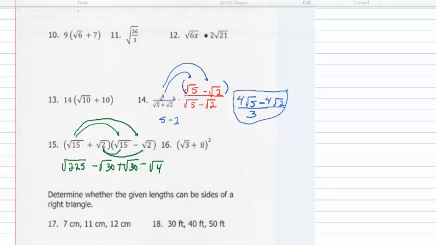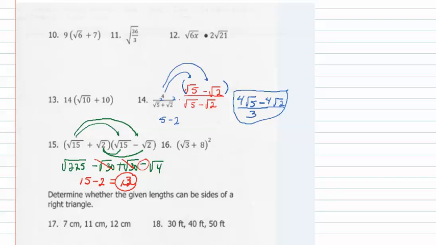Hopefully you see that the radical 30s cancel because one's positive, one's negative. Square root of 225 is 15. The square root of 4 is 2. And it is a negative. So 15 minus 2 is 13. So I wrote 12, didn't I? It's 13. So 15 minus 2 is 13, so my answer is 13.